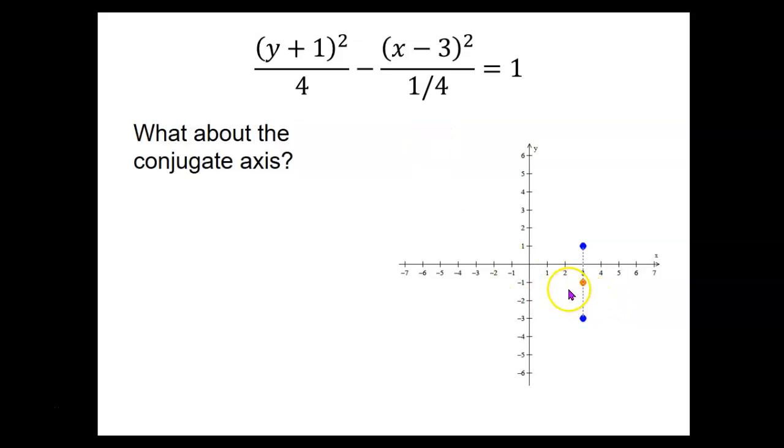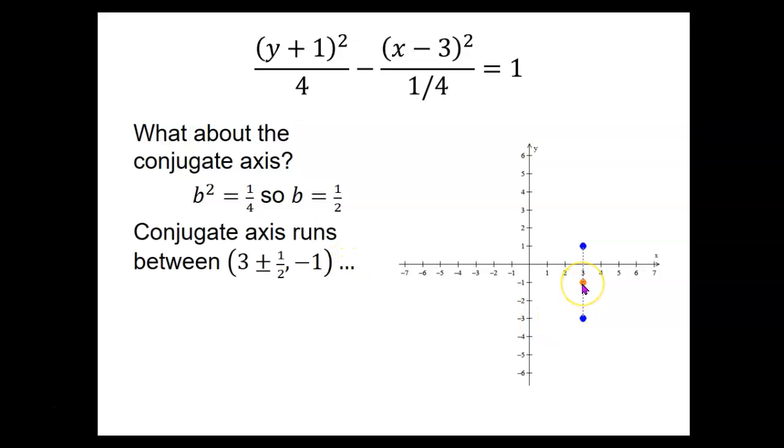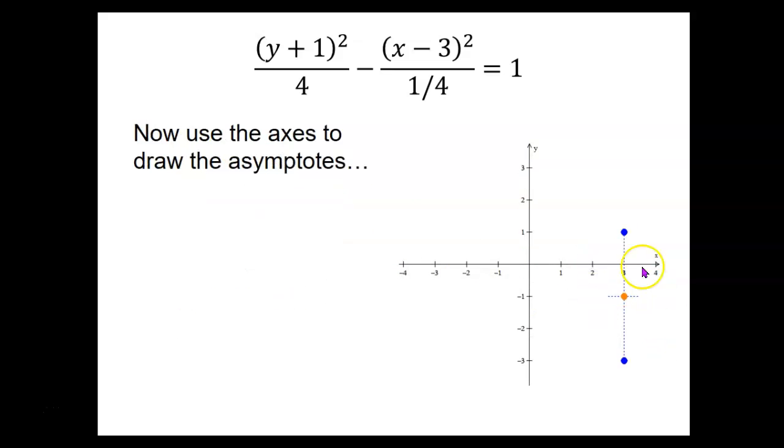What about the conjugate axis? It's going to be perpendicular to that, so it's going to go through the center, but horizontal. b squared is the number in this denominator. b squared is 1/4, so b would be the square root of that, 1/2. So the conjugate axis would be, if you start at the center point and go 1/2 unit left and 1/2 unit right, 1/2 unit either way in the x direction. That would take you from (2.5, -1) to (3.5, -1).